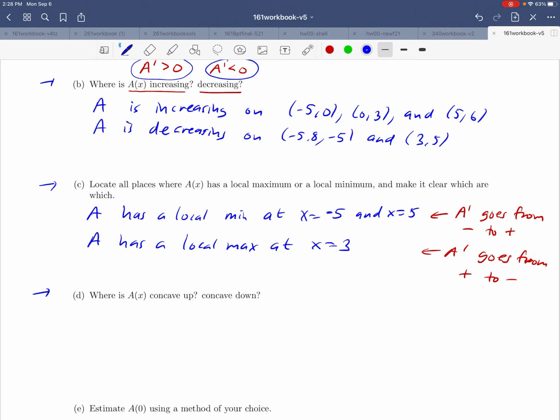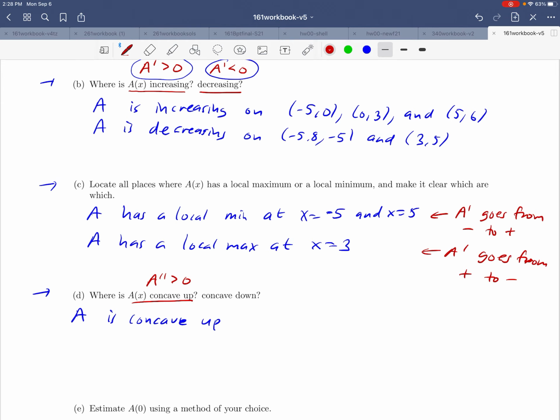Okay, so let's see. Moving on then to part D here. This asks us about the concavity of A. If we want to know where A is concave up, being concave up is about what the second derivative is doing.